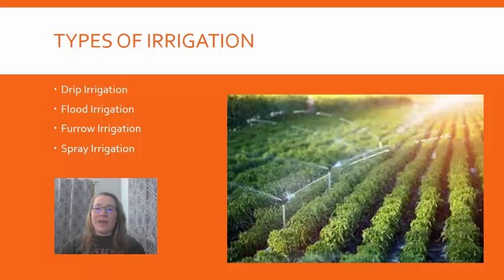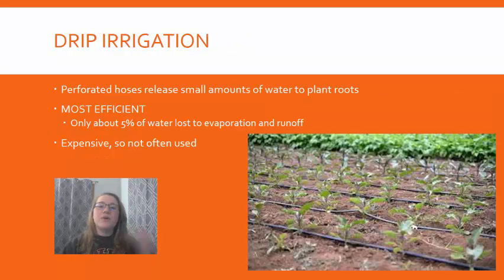Now, when we think about the ways that agriculture uses water, the primary use is in irrigation. Now we're going to talk about 4 different types of irrigation. We have drip irrigation, flood irrigation, furrow irrigation, and spray irrigation. Those are our 4. We'll start here with drip irrigation.